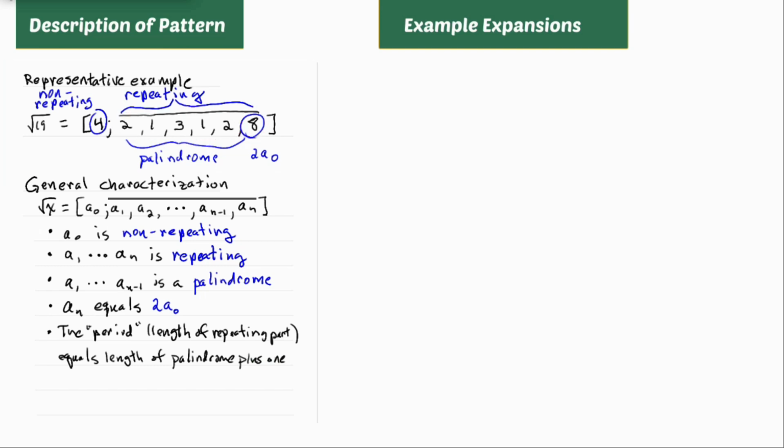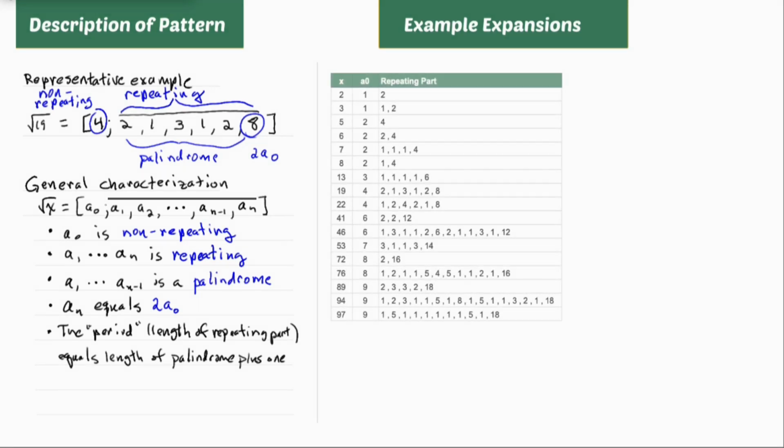Okay, let's shift gears now and look at examples. Here's a table. It has some values of x in the first column, and the other two columns have the square root of x expanded into a simple continued fraction. This column has a0, the first term in the expansion, the term that does not repeat. And this column has the repeating part. When you read the first row, where x equals 2, you should interpret it as saying the square root of x when x equals 2 is 1, 2, with 2 repeating. This is the 1, the non-repeating part, and this is the 2, which is the repeating part.